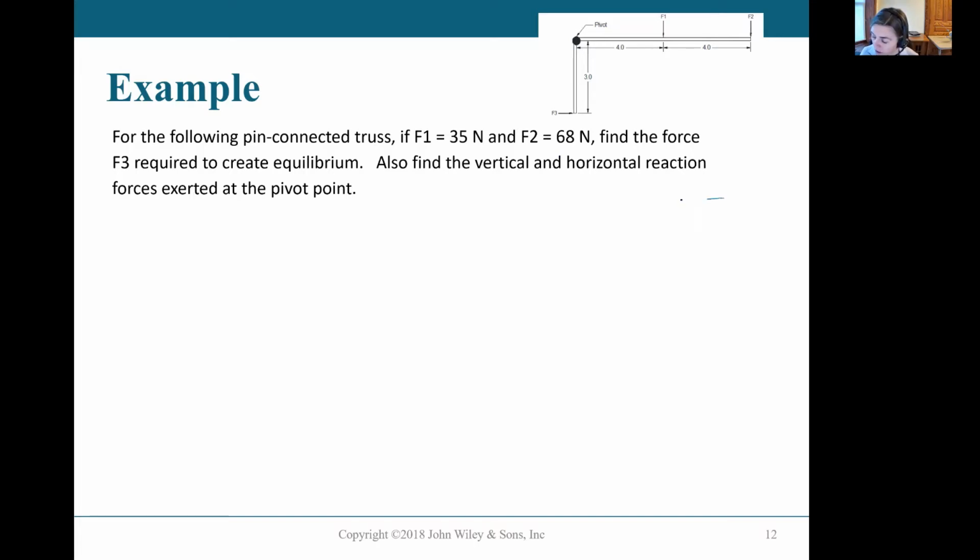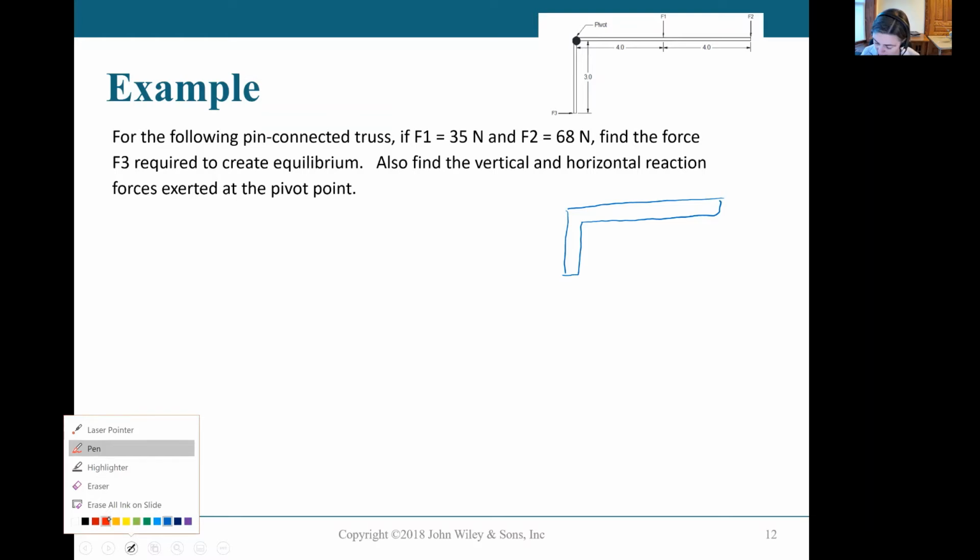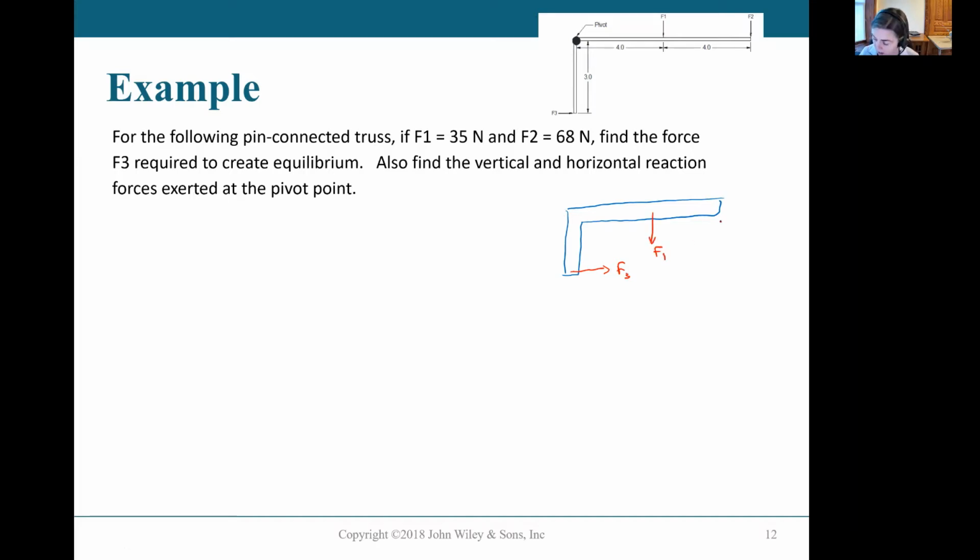Okay, so our structure this time is a little more complicated. It looks like this. And the forces that are acting, I'll put them in a different color. We've got F3 here. We've got F1 here. We've got F2 here. And then there are going to be some reaction forces potentially at the pivot. So we could draw Rx going this way, Ry going this way. Again, if you get the directions wrong, you'll just get a minus sign. You'll be able to correct it in the end.